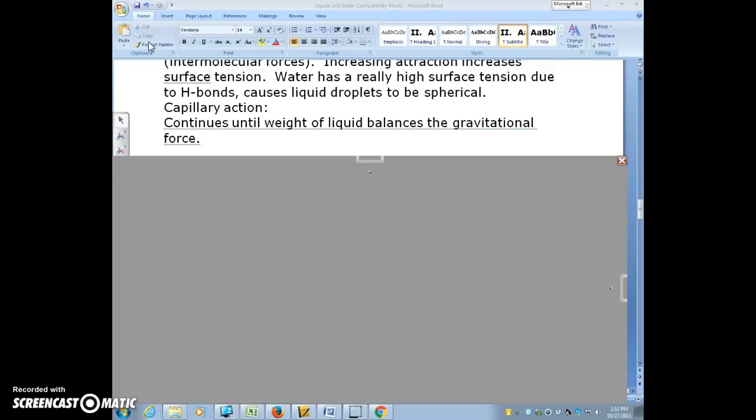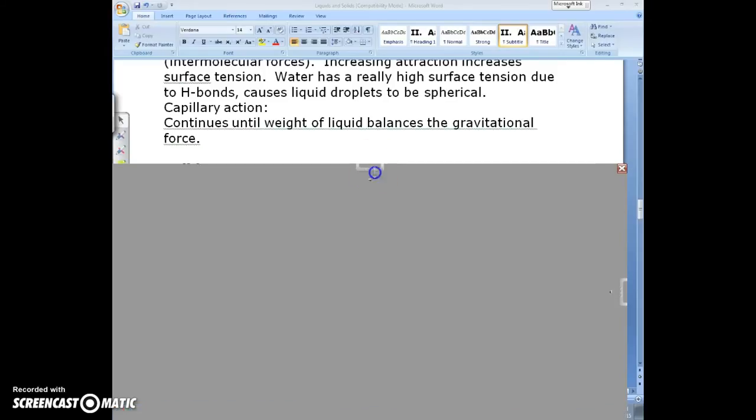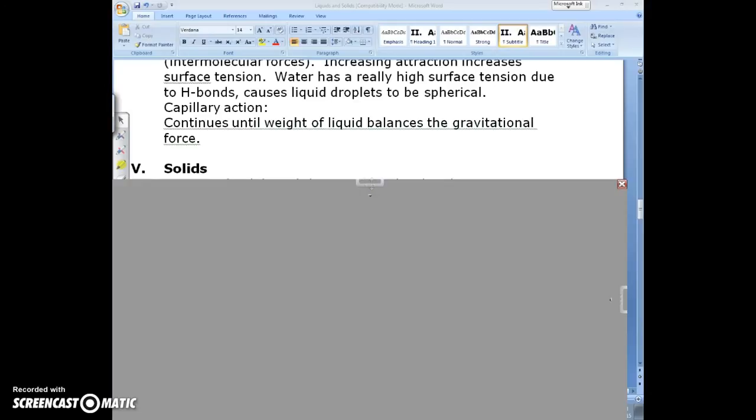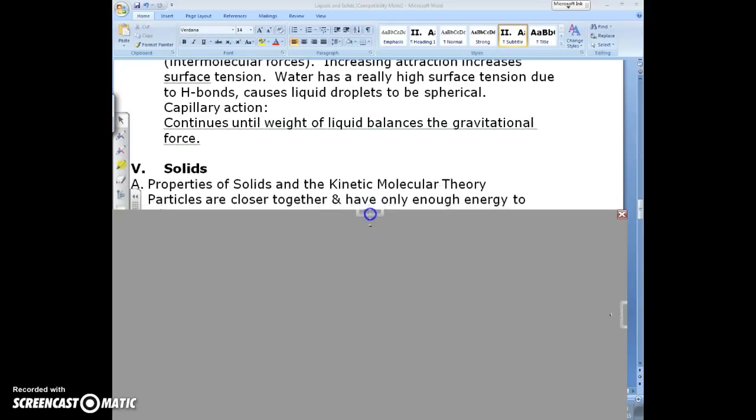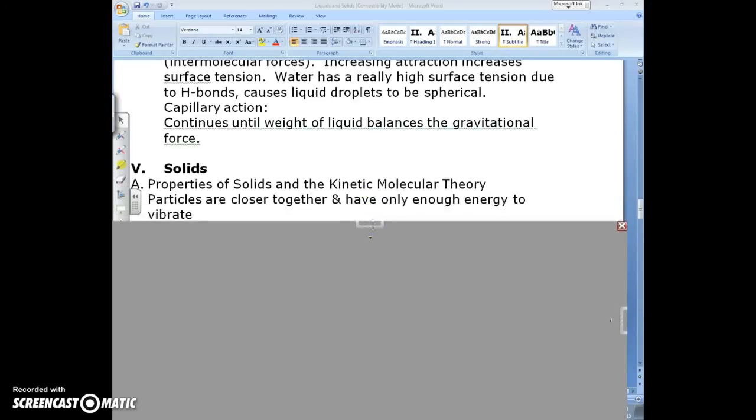Okay, so that capillary action, that water will crawl up that paper towel until the weight of the liquid is balanced by the gravitational force. All right, now we're going to talk about solids and solids in the kinetic molecular theory. If we were to look at our particle model for a solid, it would be particles really, really close together, and they can't move around.